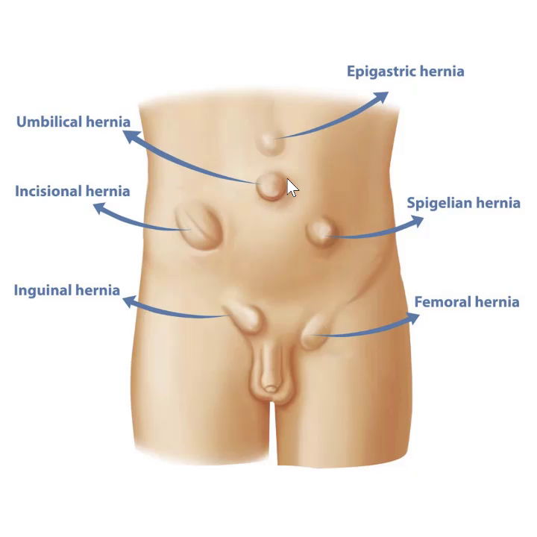Some other types of hernias that we can have then are epigastric hernias that occur in the epigastrium area of the abdomen. Spigelian hernias, which occur along the rectus abdominis muscles. Femoral hernias, where the bowel extends down into the leg. And we can also have incisional hernias, where the incision weakens the abdominal wall and allows bowel to herniate into it.